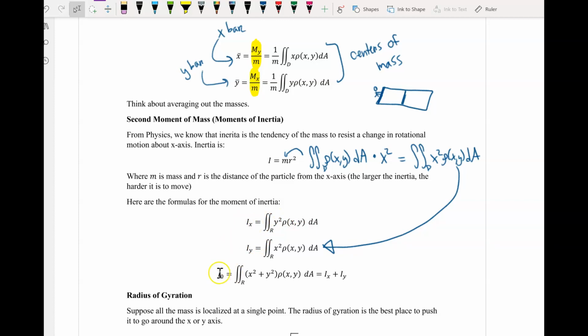Okay, if you want to find the moment of inertia about the origin, all you have to do is multiply this by x squared plus y squared, but it would be easier to just find the moment of inertia in the x direction and the y direction and then add them up.